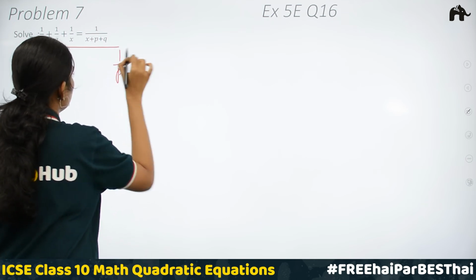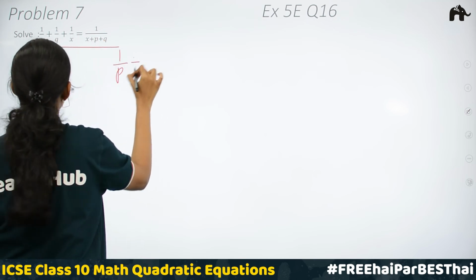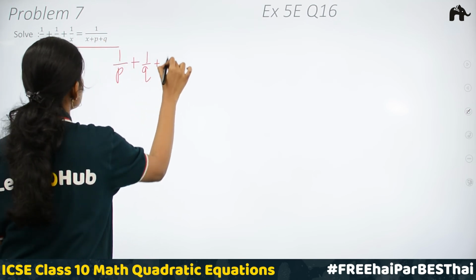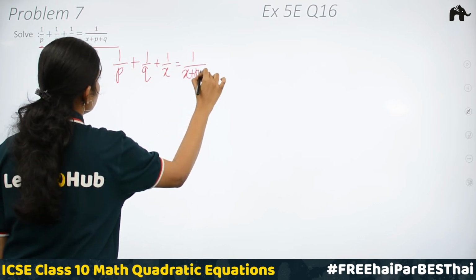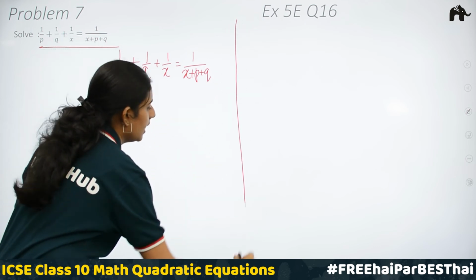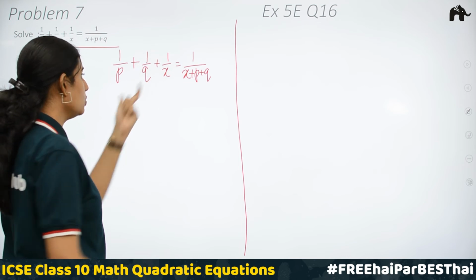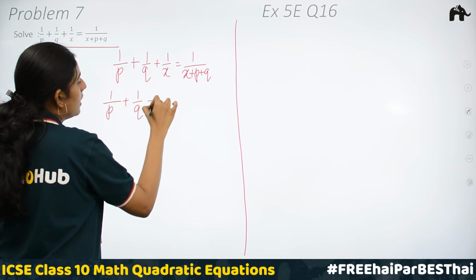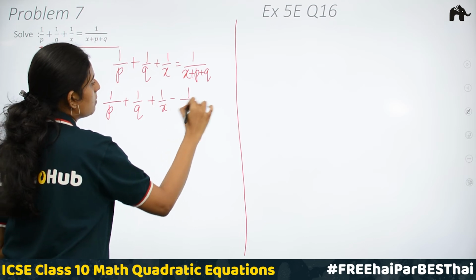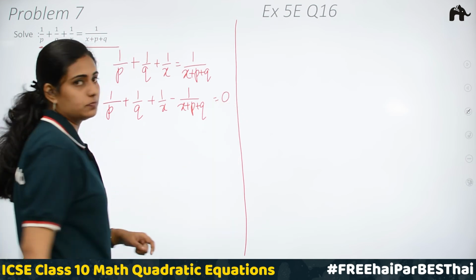Here I will be showing you one such step, that is, here we have 1 by p plus 1 by q plus 1 by x is equal to 1 by x plus p plus q. Okay. First, let's take this term in the RHS to LHS. Then it becomes 1 by p plus 1 by q plus 1 by x minus 1 by x plus p plus q is equal to 0.